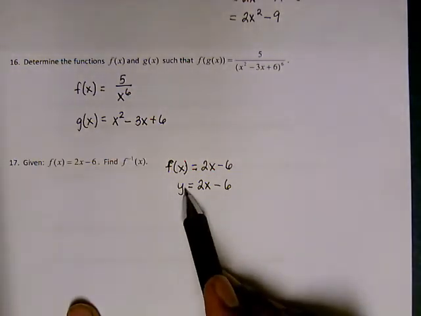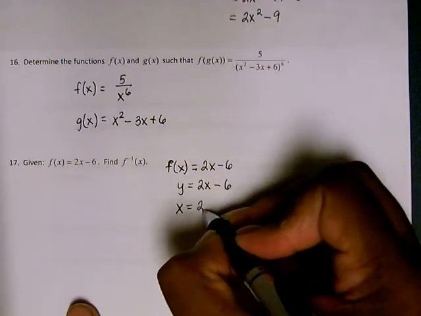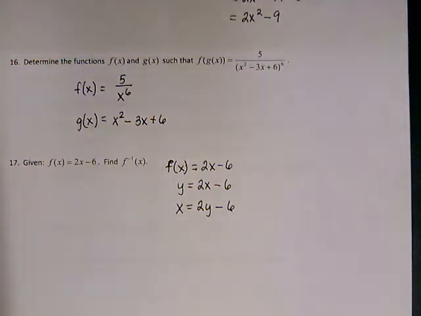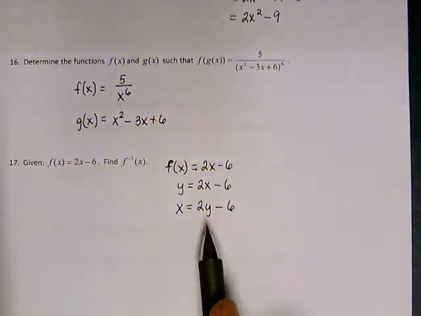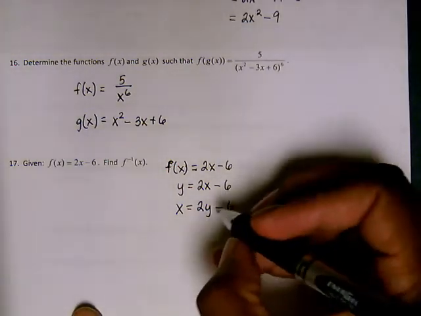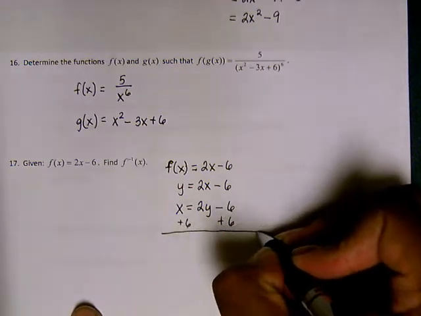And then the next step will be to interchange your x and your y. So this y becomes your x equal 2 times, and then the x becomes y minus 6. So you have x equals 2y minus 6. And then we're going to solve this equation for y. So here to solve for y, we need to get rid of the minus 6 by adding 6 on both sides.